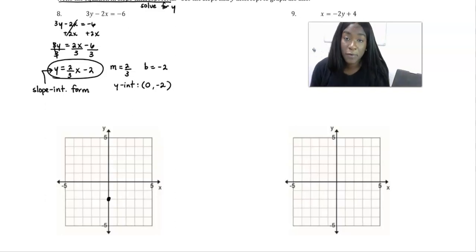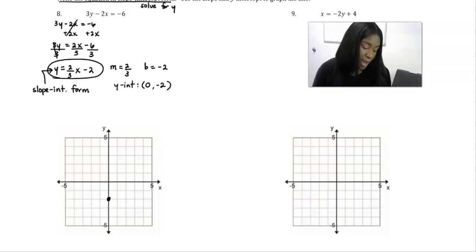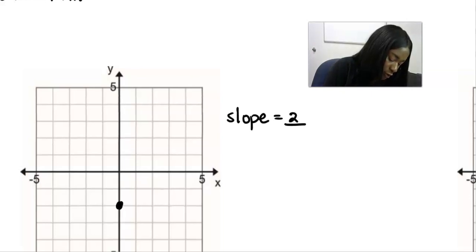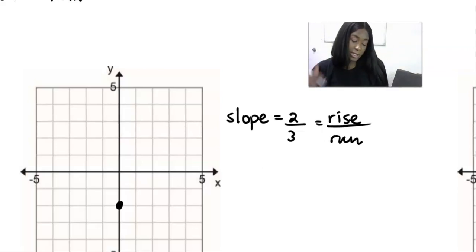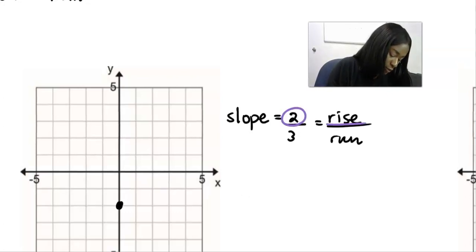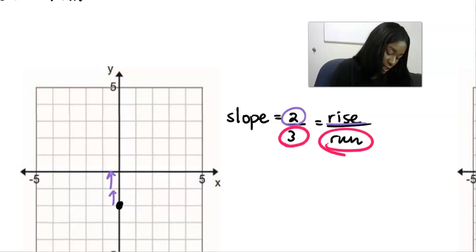The slope is 2 over 3, and it is a positive 2 over 3. The slope is positive. So how we can apply that to get another point on the line, you can think of the slope, which is 2 over 3, as rise over run, change in y over change in x. The rise is 2, so I'm going to go up 1, 2, and the run is 3, so I'm going to go over 1, 2, 3.